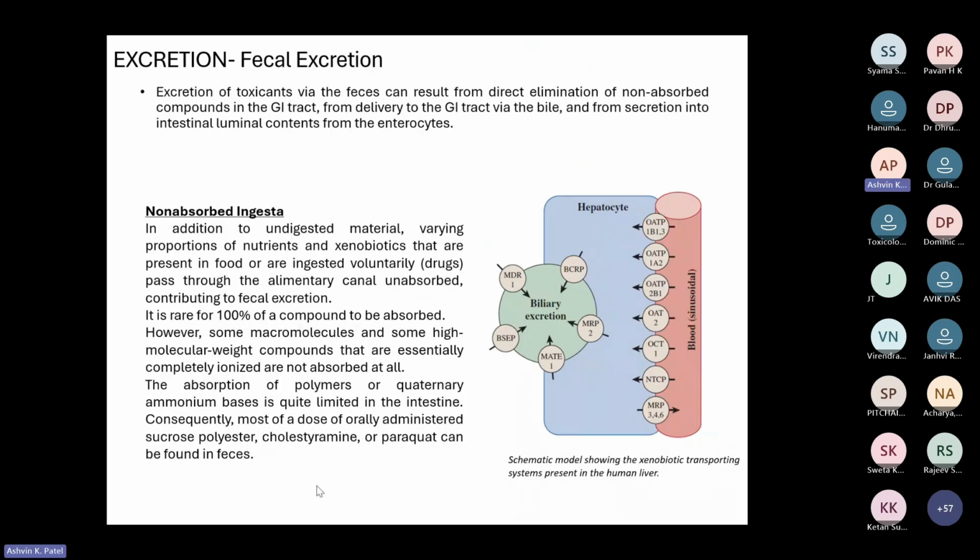And excretion through the fecal route. Fecal excretion is the second major pathway of elimination of xenobiotics. Sometimes undigested material, macromolecules, and certain polymers are directly excreted through the feces. Here's a schematic model showing the different transporters on the hepatocyte, and this is a biliary excretion route. These are the different influx transporters available in the biliary section.